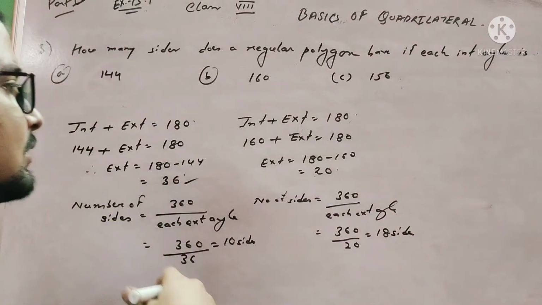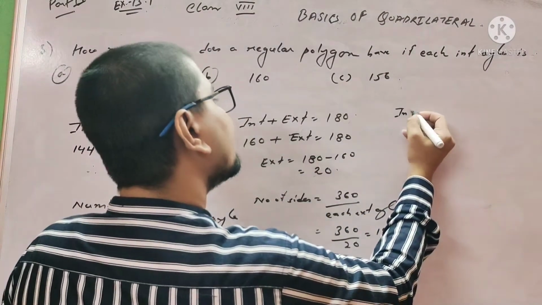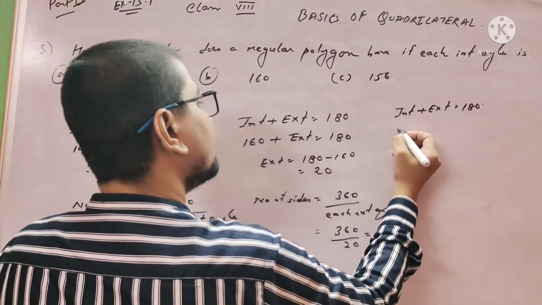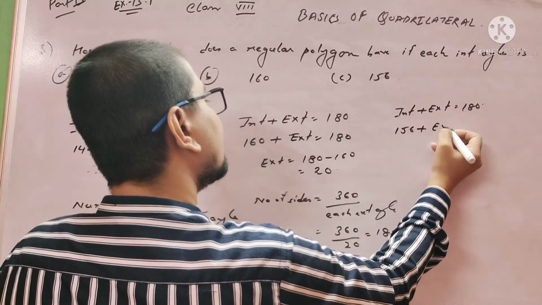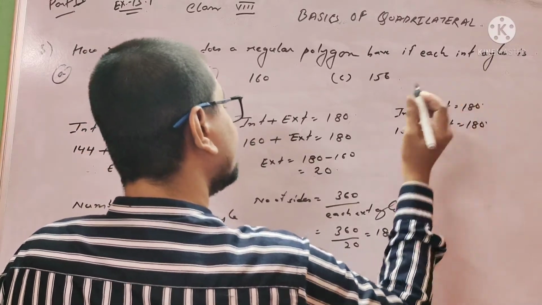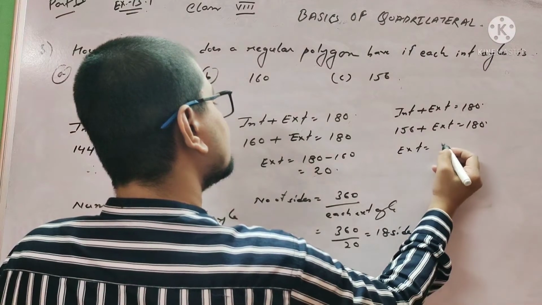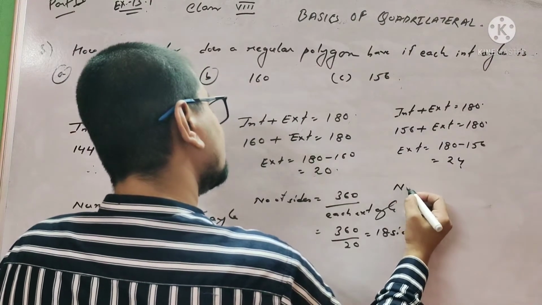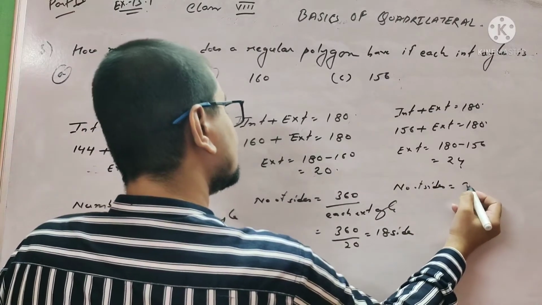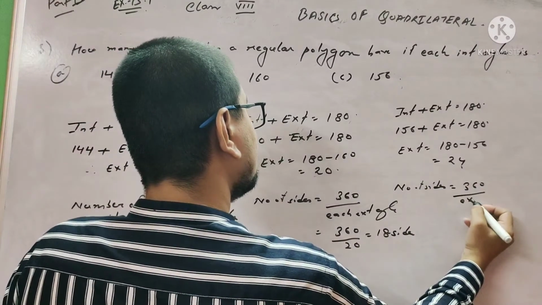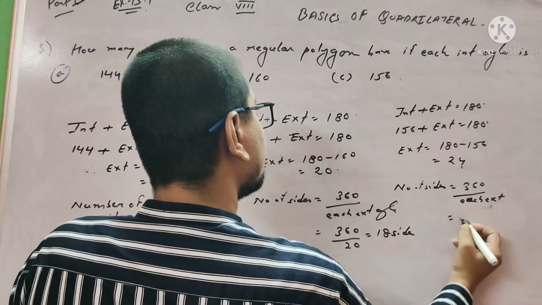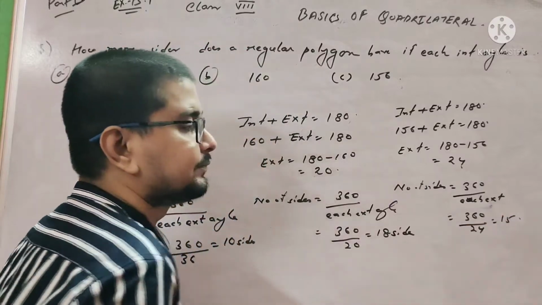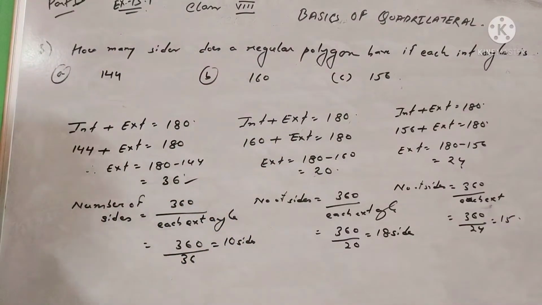Done. Now for C, same process. Interior plus exterior equals 180. Interior is 156. So exterior equals 180 minus 156, that is 24. So number of sides equals 360 by each exterior angle. So 360 by 24, that is 15. Okay, 15 sides.